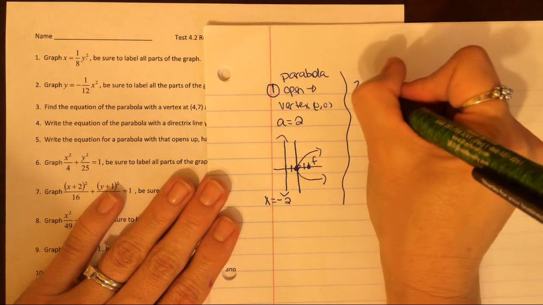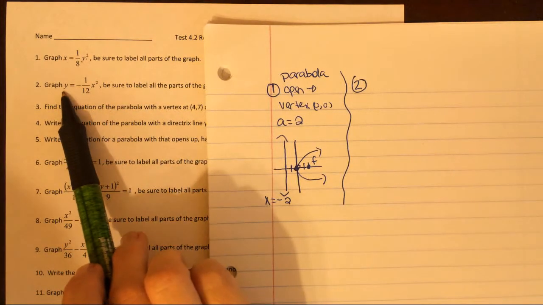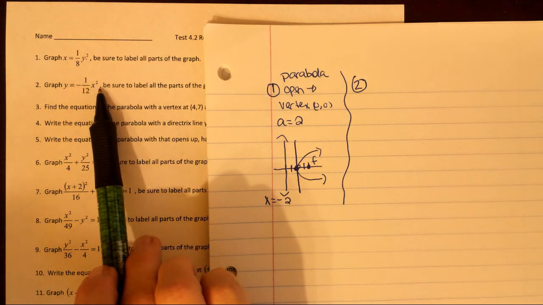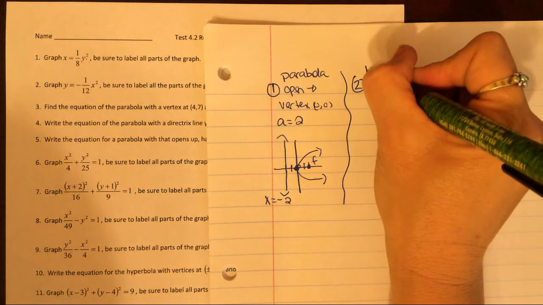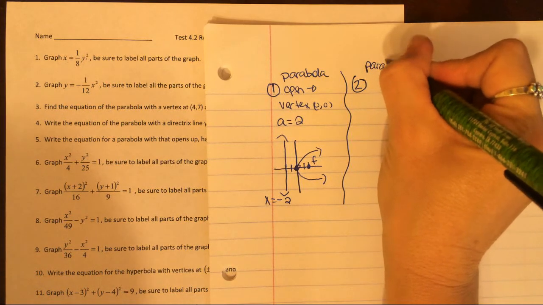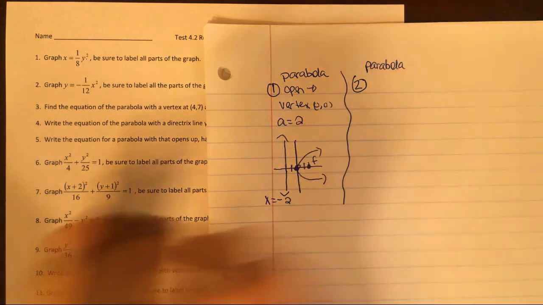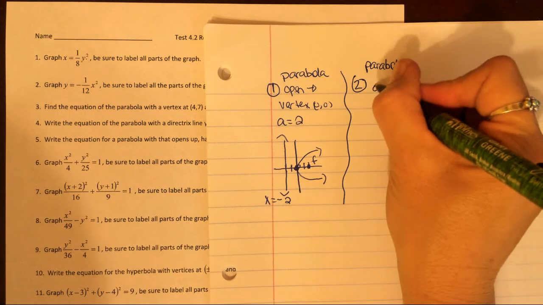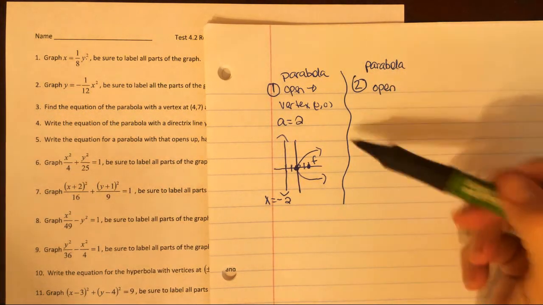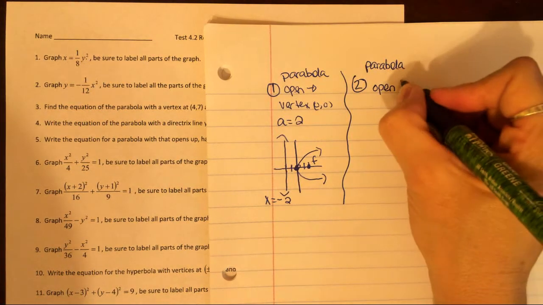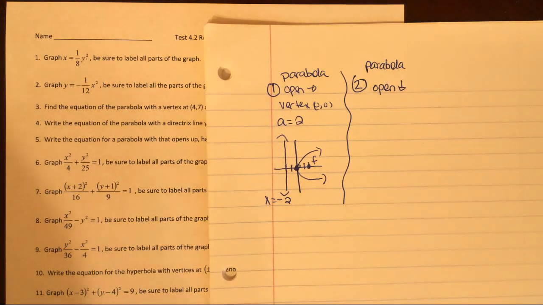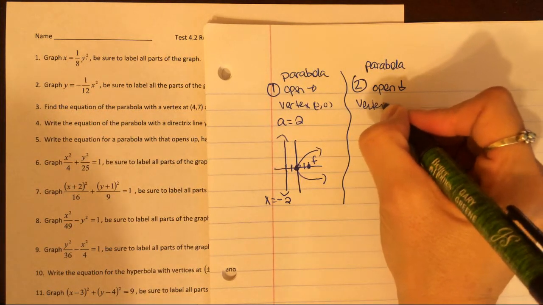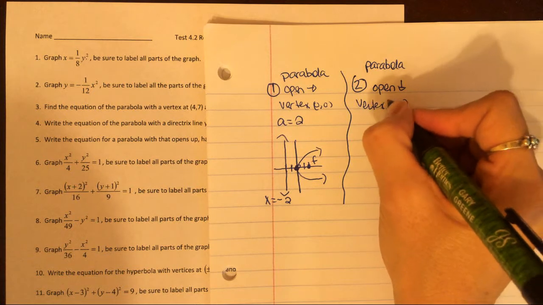Okay, let's go look at number 2. I have the equation y equals negative 1 over 12 x squared. Again, I only have one variable squared, so I know it's a parabola. This equation starts with a y equals, and it's a negative out front. So if it's a y equals, I can only go up and down. Because it's a negative, it's going to open down. There are no parentheses again, so my vertex is at 0, 0 again.